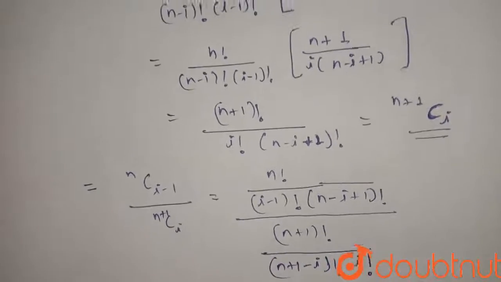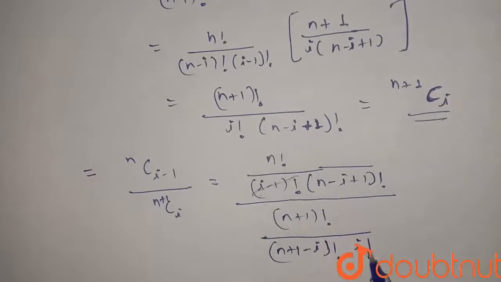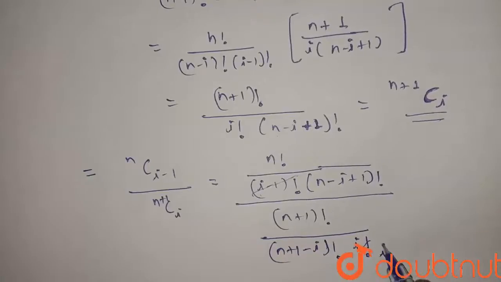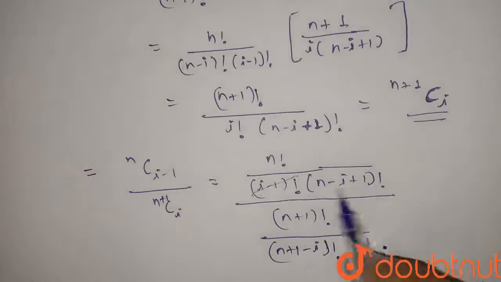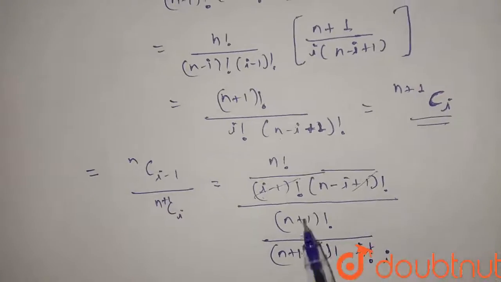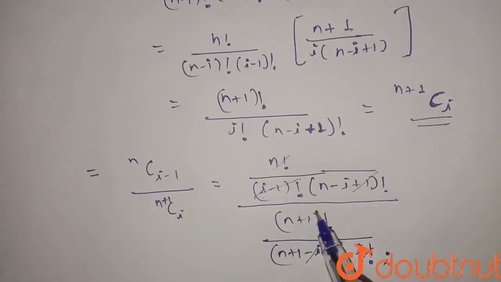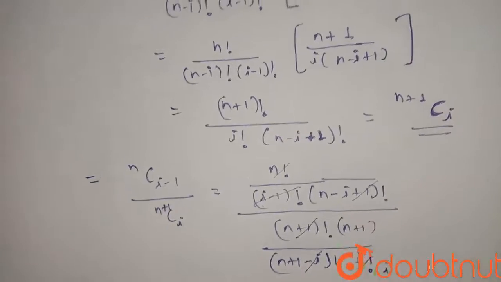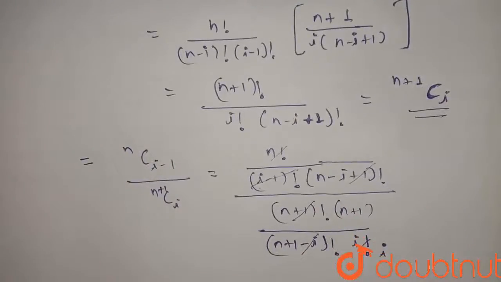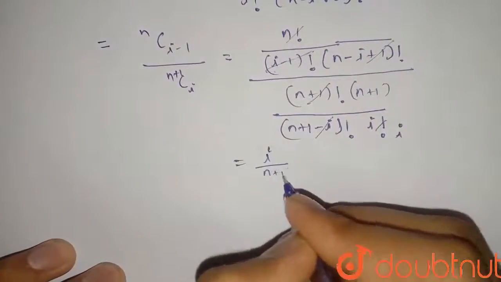So if I solve this, here (i minus 1) factorial will be cancelled out with i factorial, and only i will be remaining here. Similarly, this (n plus 1 minus i) factorial will be cancelled out, and here also n factorial will be cancelled out from (n plus 1) factorial, and only the n plus 1 term will remain. Okay, so the remaining term is i upon n plus 1.